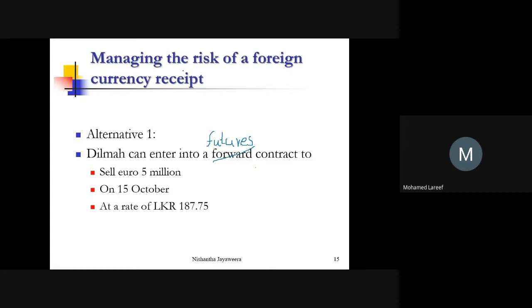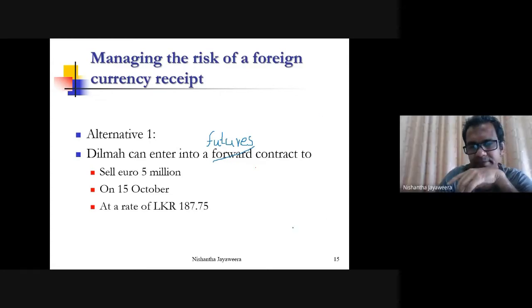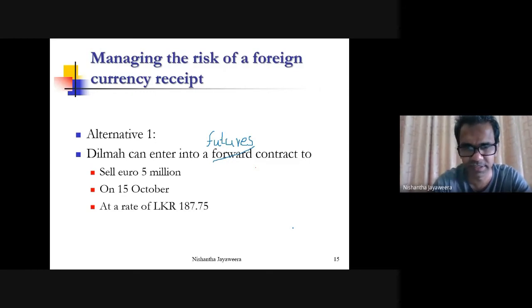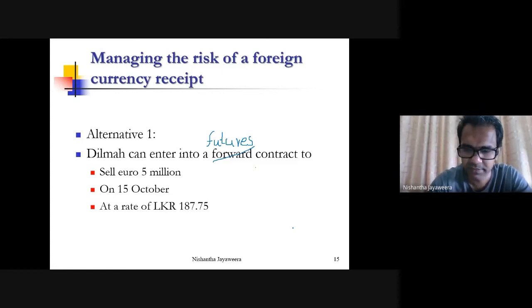Let me put it that way. If you enter into a forward contract, it is just the agreement between two parties, the exporter and the bank. By October 15, for whatever reason, the bank may not exist, or the bank may fail to honor its obligation. That credit risk is there. Very minimal, but it is there.